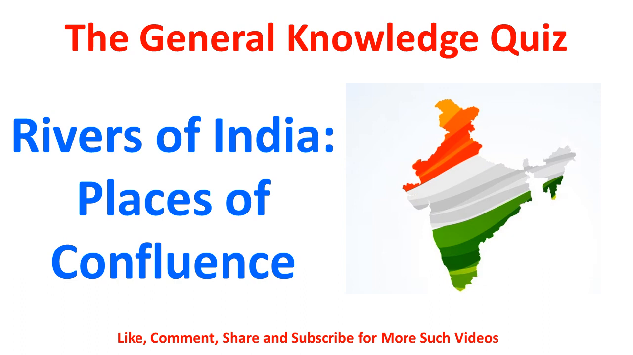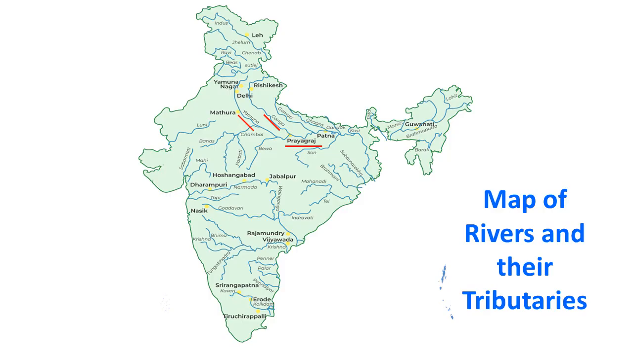Our discussion and quiz today is on the rivers of India, basically their places of confluence, right? In our previous video, yesterday's video, we talked about the rivers in India and their tributaries. We discussed what a tributary is and what a headstream is, right? So today we are going to talk about the places where they have a confluence.